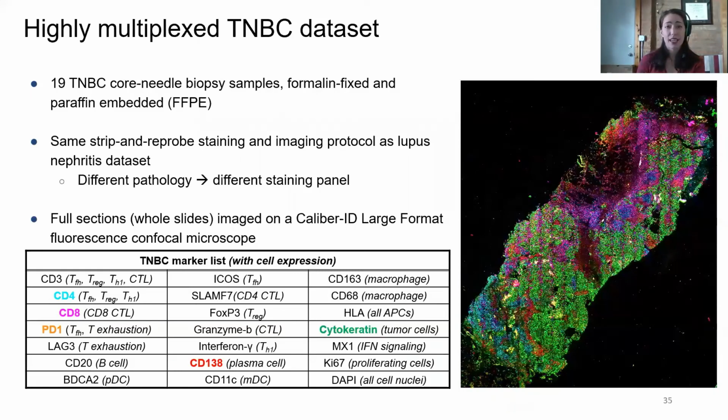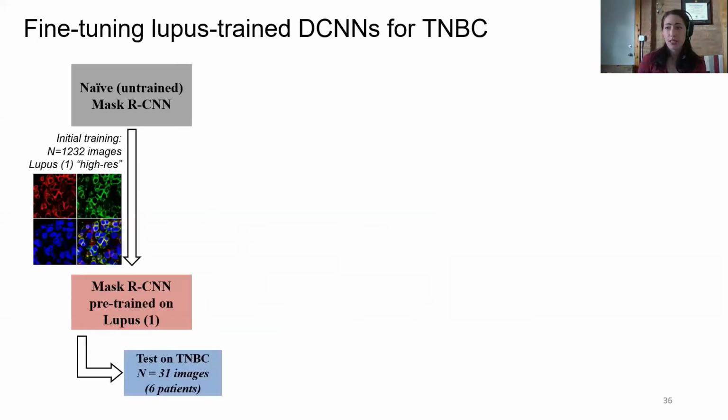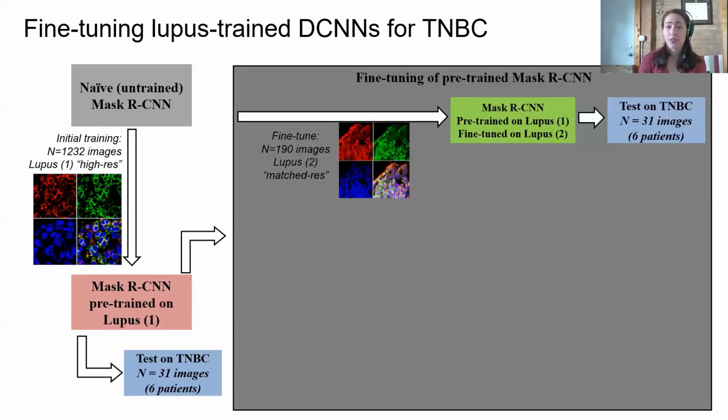So we have a second highly multiplexed data set of 19 TNBC core needle biopsies. We've used a similar staining method, but a different pathology requires a different panel. I've shown an example of one of the TNBC images here on the right, with just a few of the stains highlighted. Specifically, you can see the tumor in green and a few of the lymphocyte markers as well. We want to see if we can leverage the ground truth from our lupus data sets to accurately predict cells here. So we have a series of fine-tuning experiments that we've done.